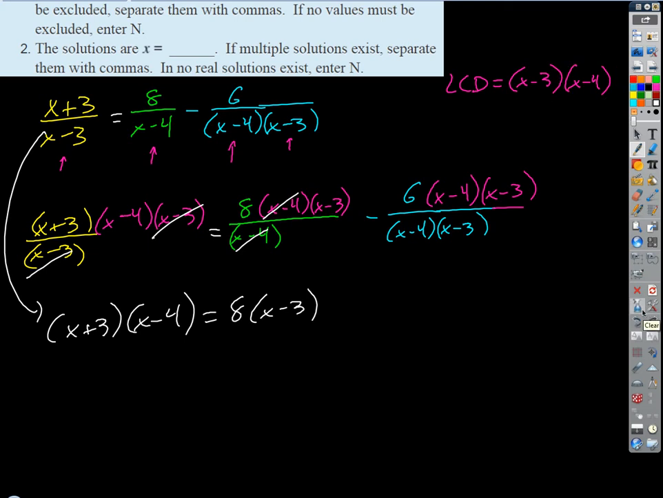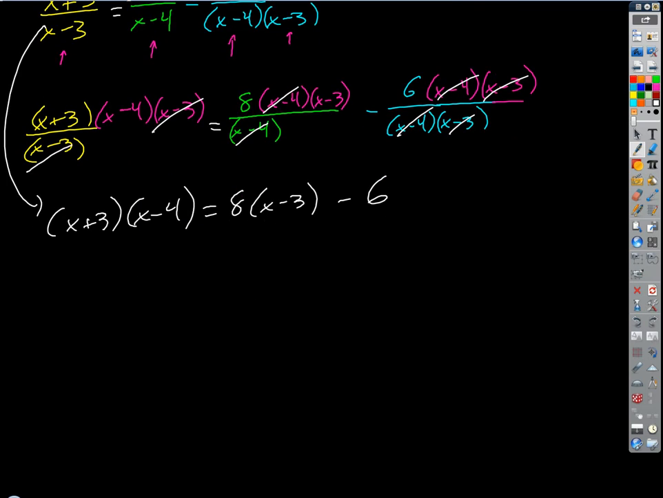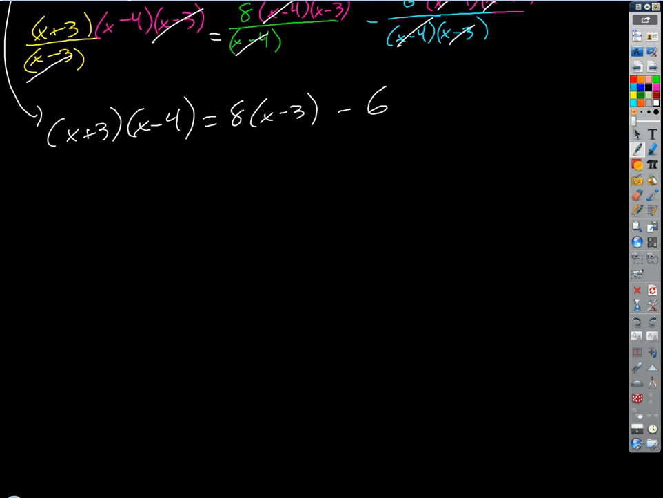Then finally we get the blue fraction. Blue fraction, everything cancels except the minus 6 on top. So there's our equation. We have to do a little work on this, but we could distribute everything, simplify both sides, combine like terms, set it equal to 0, put it in standard form, and then solve the resulting equation.